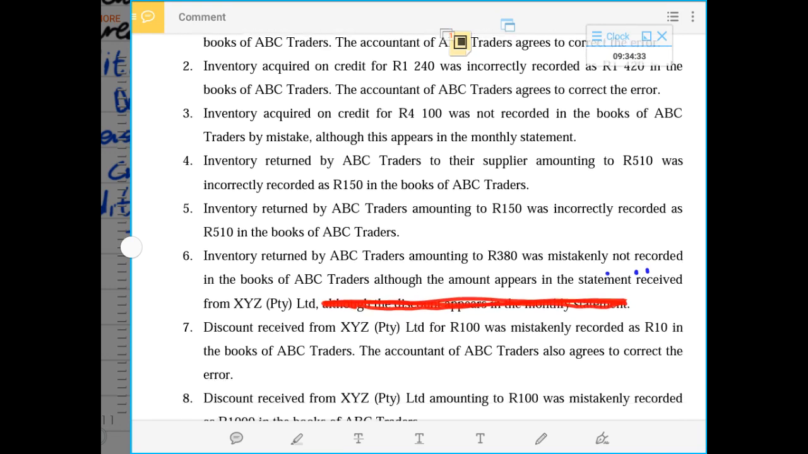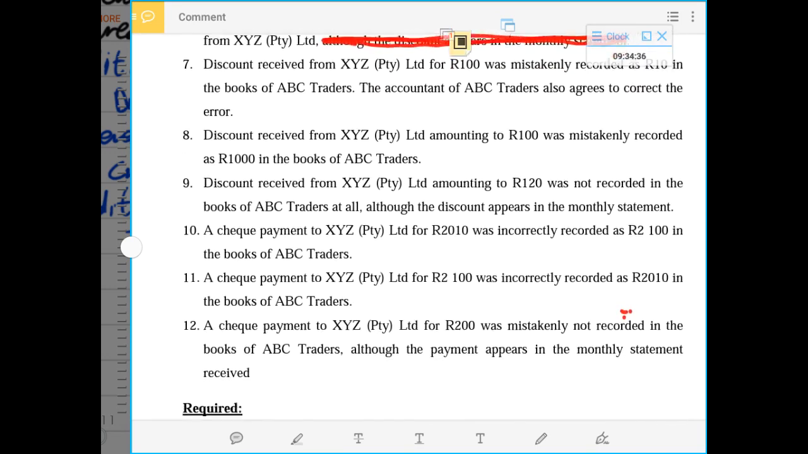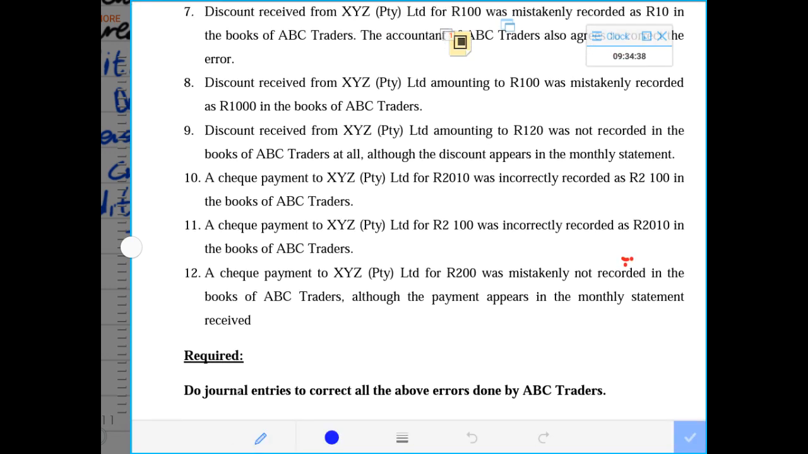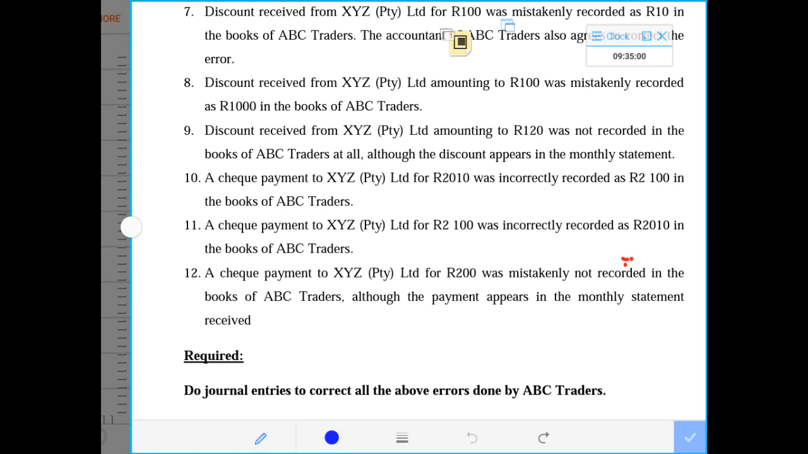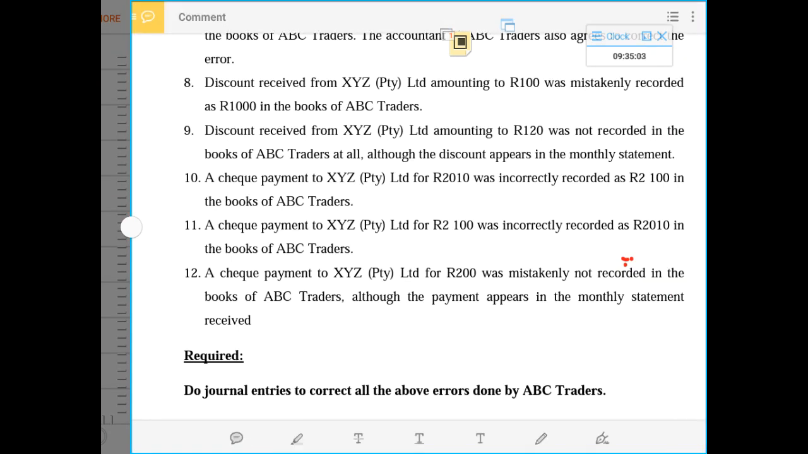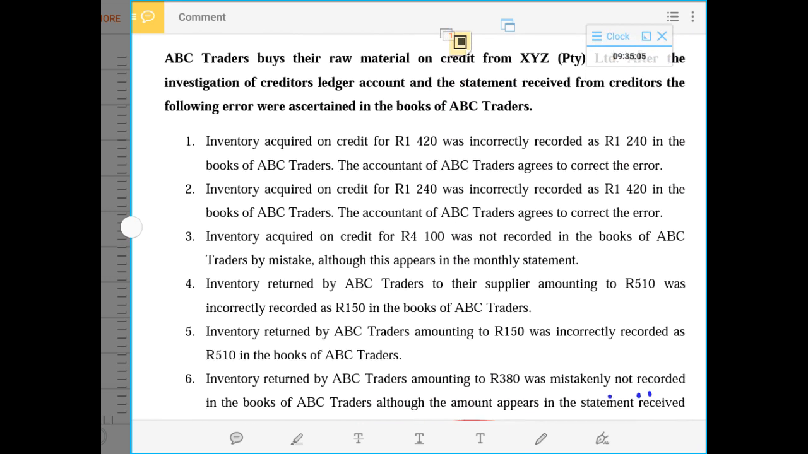And now let me go to what is required. We are required only to do general entries to correct all the above errors made in the books of ABC Traders. So we are just doing the general entries, only the general entries. And in doing these general entries, we will have to go through each of them one by one. Let us go to the general entries, beginning with the first one.